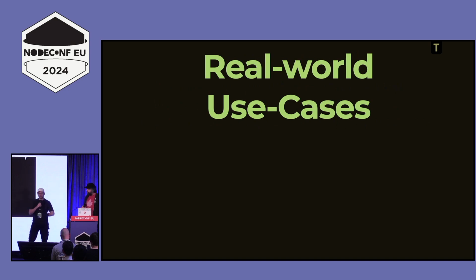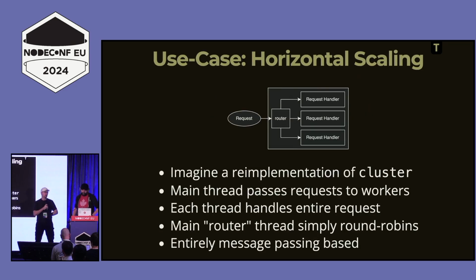Great, so now that we've looked at some patterns, we can try to make things a little more concrete, a little more real world. So we'll look at some further use cases. One use case we have is that of horizontal scaling. In this case, you can imagine a re-implementation of cluster, which is a way to run child processes as a form of scaling.